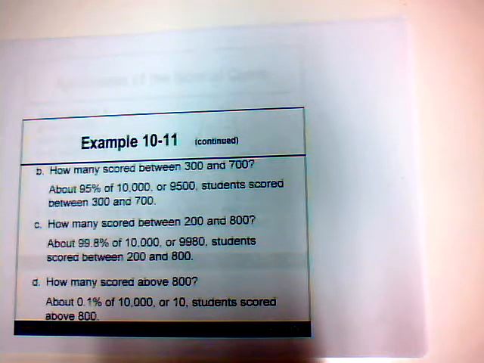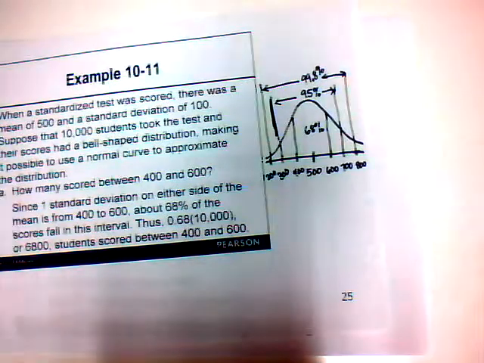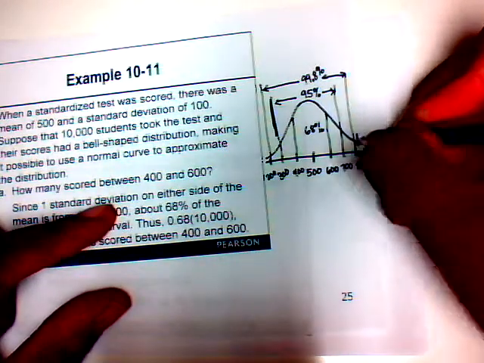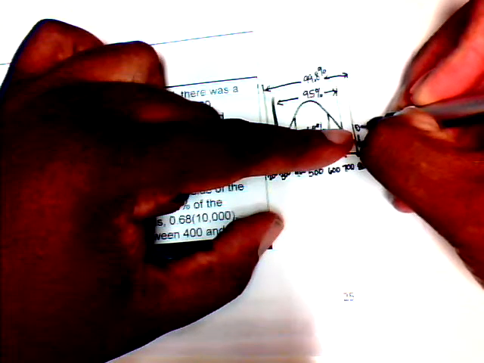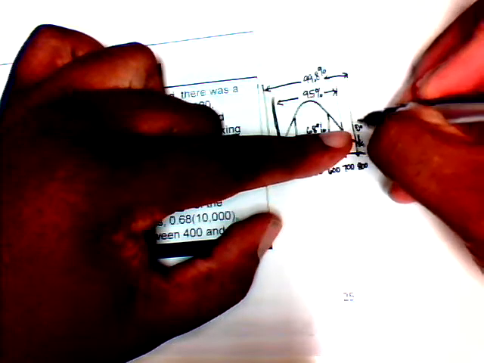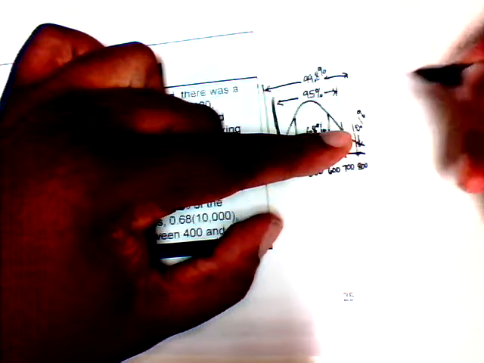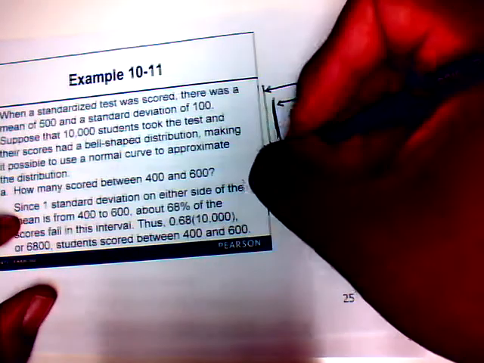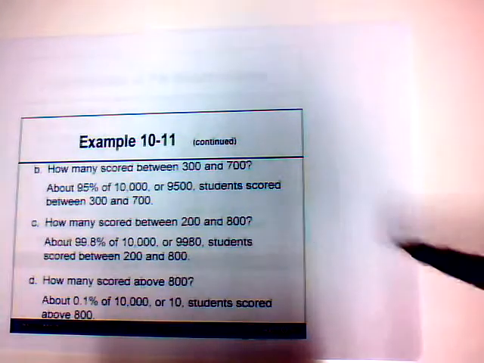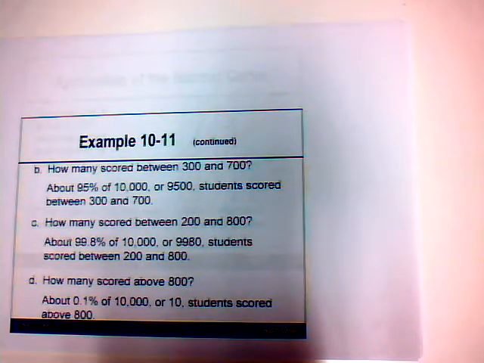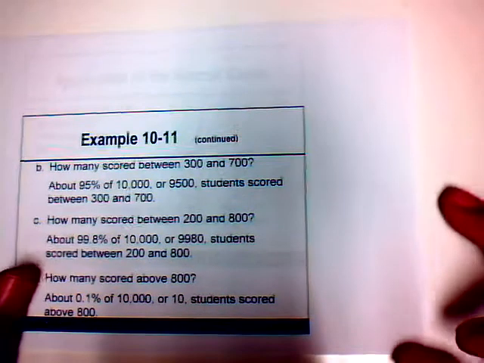And then part D, how many scored above 800? Well, that's this piece past 800 right here. We know that represents 0.1% on the right, and this small piece on the left represents 0.1% on the left. So if you take 0.1% of 10,000, you're going to get 10. So 10 students scored above 800.